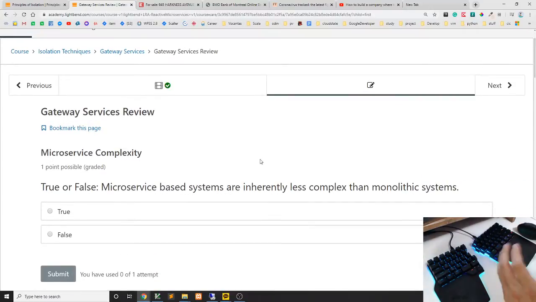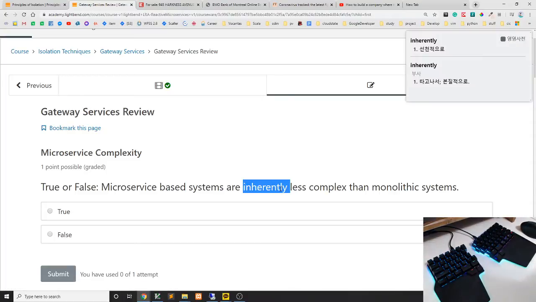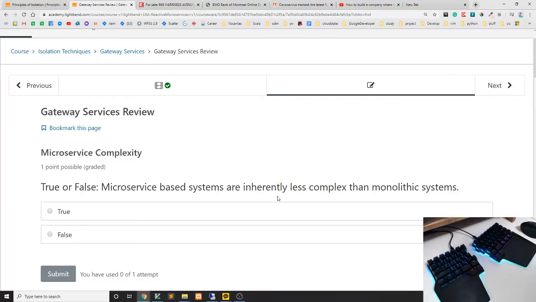So the main topic here is how to add some layer so the customer can use the end microservices without having issues. True or false: microservice-based systems are inherently less complex than a monolith system. Less complex.